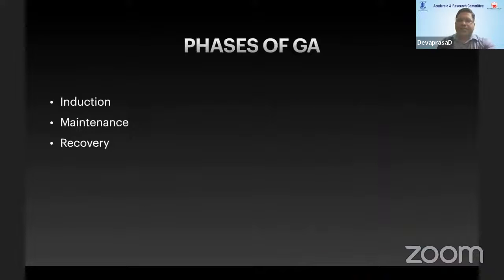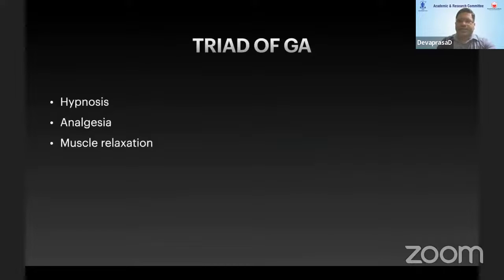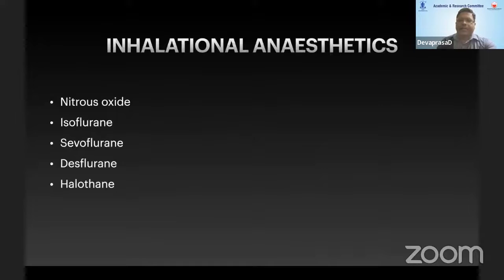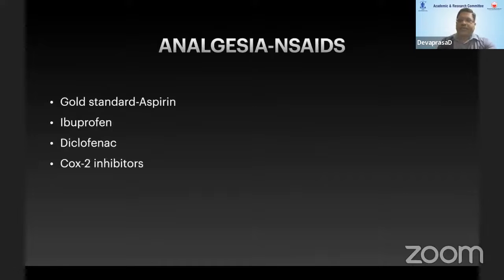The phases of general anesthesia include induction, maintenance, and recovery. This is done by the anesthetist. The triad of general anesthesia involves hypnosis, analgesia, and muscle relaxation. What are the hypnotic drugs which we use? The gold standard is thiopentone, followed by propofol, etomidate, benzodiazepines, and ketamine. Among inhalation anesthetics, the most common is nitrous oxide, followed by isoflurane, sevoflurane, desflurane, and halothane.